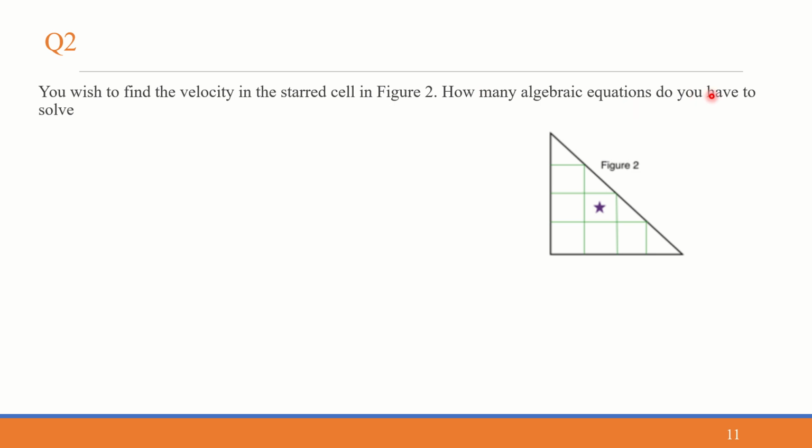How many algebraic equations do you have to solve? So you wish to find the velocity in the starred cell in figure 2. How many algebraic equations do you have to solve? Options are option A 1, option B 4, option C 6, option D 10. So again take a minute and we will discuss the answer.